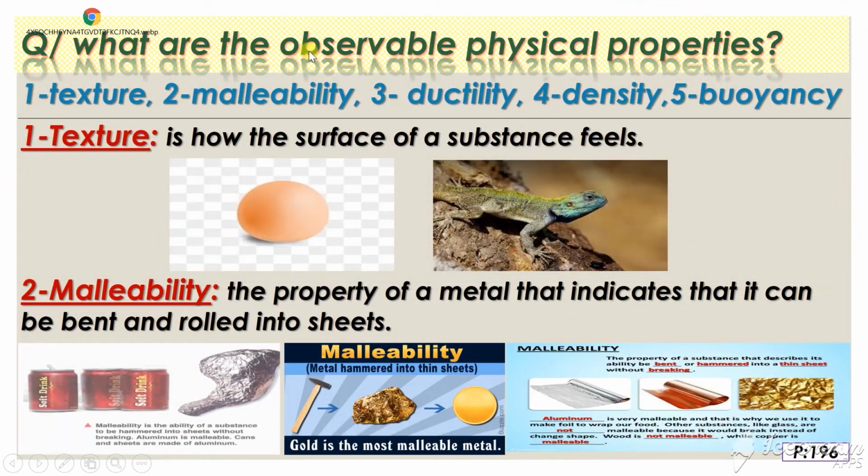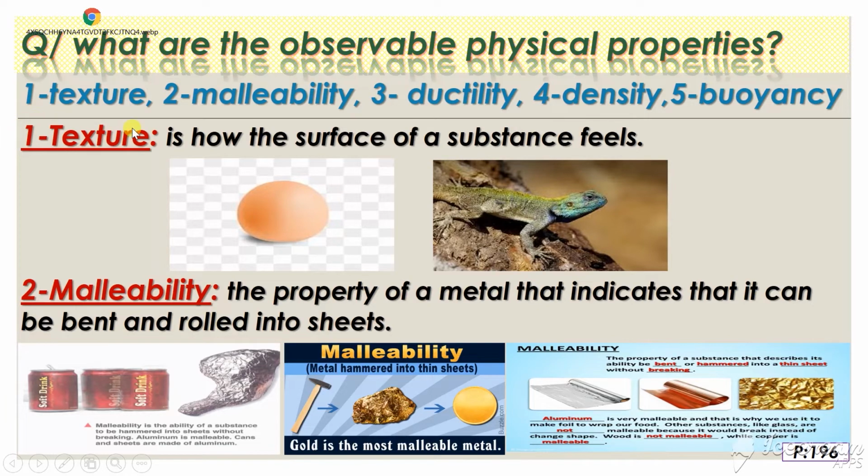Question: what are the observable physical properties? Answer this question. Number 1, texture. Number 2, malleability. Number 3, ductility. Number 4, density. Number 5, buoyancy. I will talk about these properties one by one. Please write them down in your book, then in your copybook.